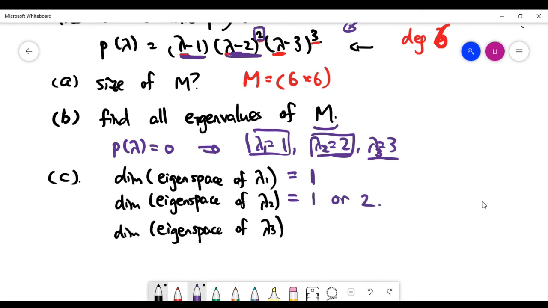We don't know. It depends on the matrix. And for the last one, because the eigenvalue 3 is repeated 3 times in the polynomial, it means at most the dimension of the eigenspace is 3, but it can be less. We don't know. It's something you need to solve depending on the matrix M. And basically, that's the answer to this problem.